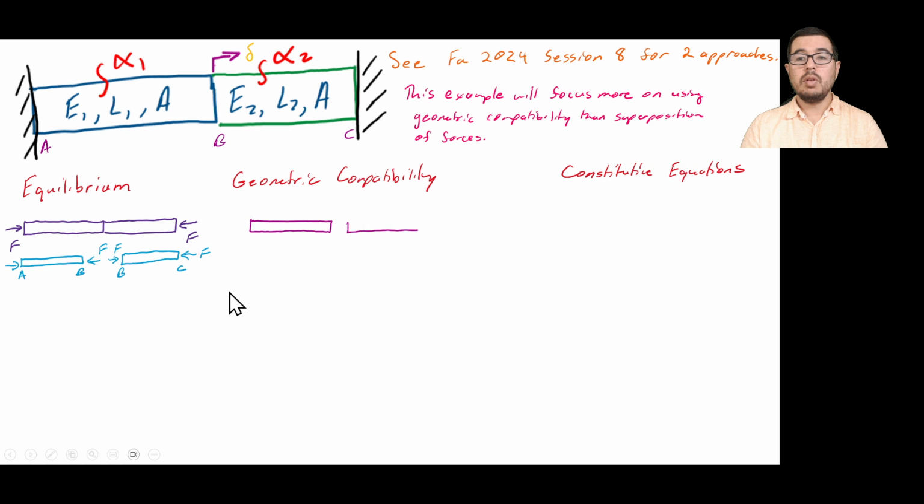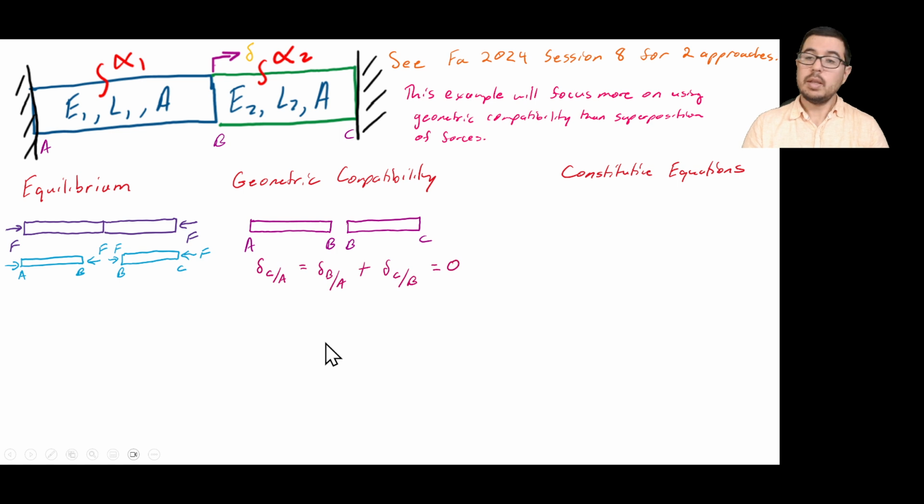If we look at geometric compatibility, with A, B, and now you see it's A, B, C here, what can we say about the overall displacement, given the deformation of region AB and region BC? Well, the overall displacement between C and A is going to be equal to the deformation of B relative to A plus the deformation of C relative to B. Okay, and that's what is given by this equation. Now, there are two walls that are constraining the system. So how much will C move relative to A? 0. And that means that these two are going to be the additive inverses of each other.